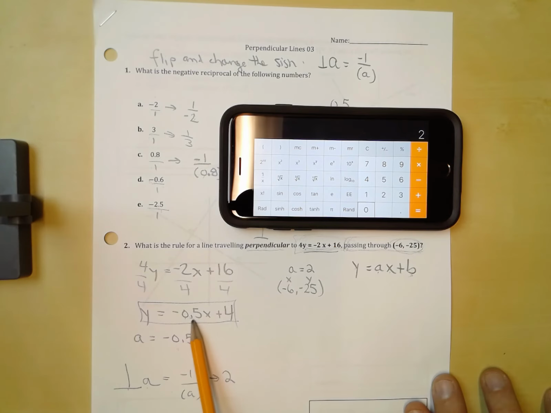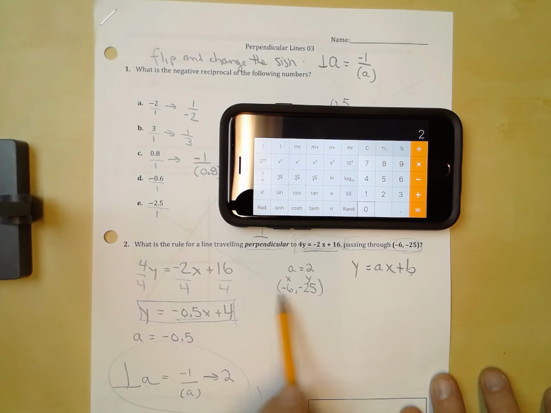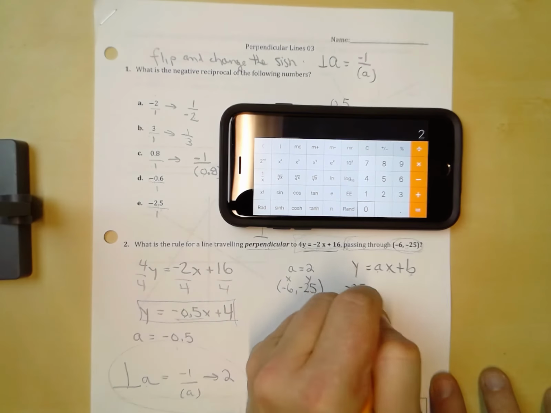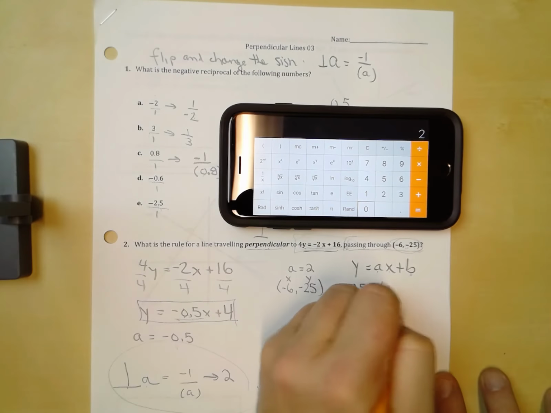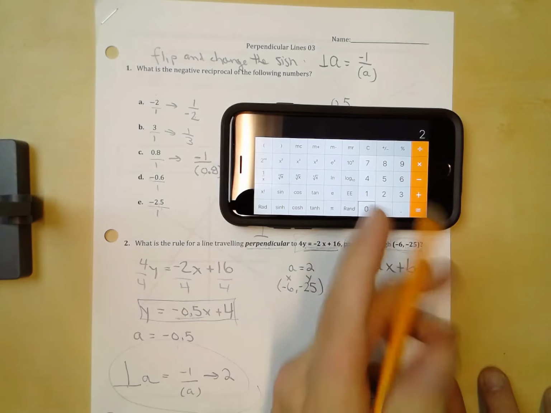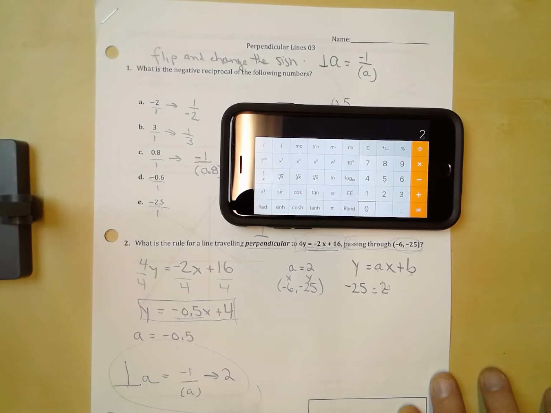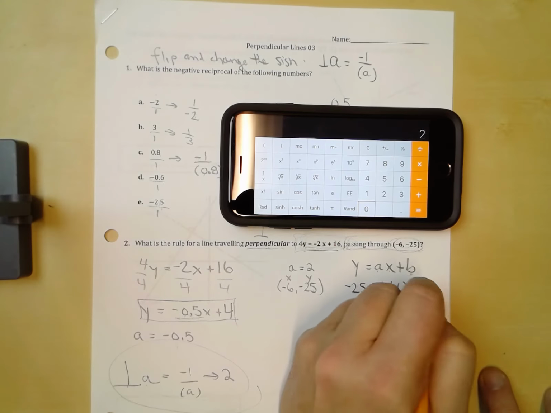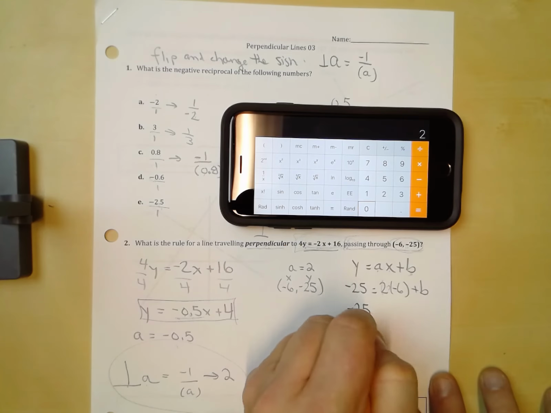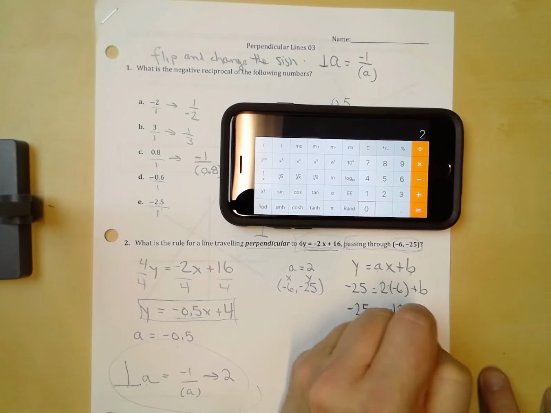That would be for a parallel line. Right? A parallel line passing through this point would have the same slope, but because it's perpendicular, we're using that converted slope. So straight up, negative 25 is equal to 2 for the a times the x, which is negative 6, plus b. So negative 25 is equal to negative 12 plus b.